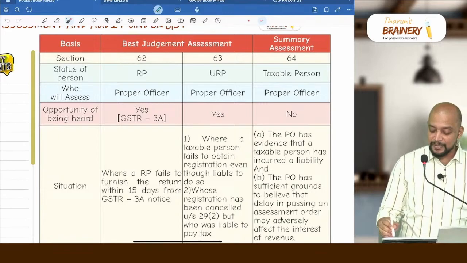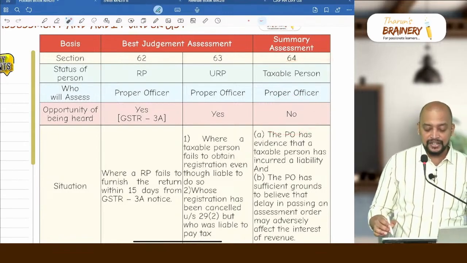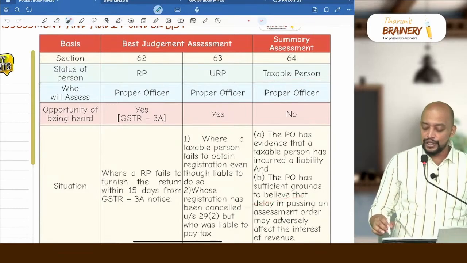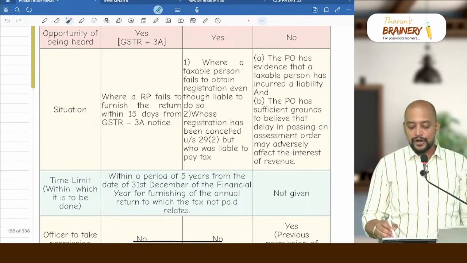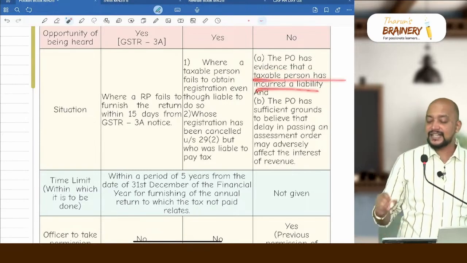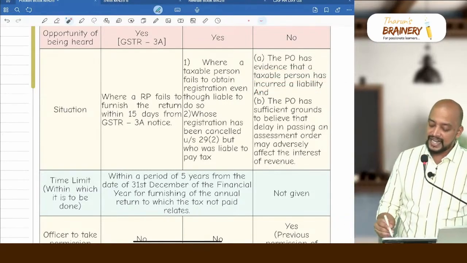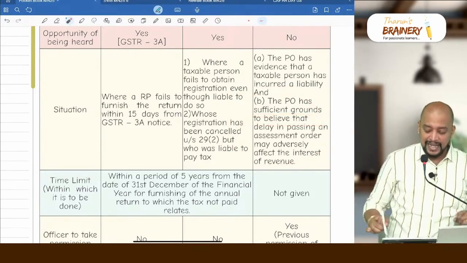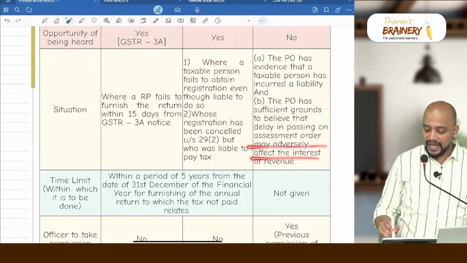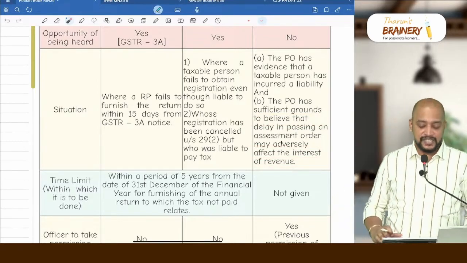Okay, so status of a person, no notice, that is important. And section 64, status of the person, taxable person. Who will do this assessment? The proper officer will do the assessment. Situation: the proper officer has evidence that a taxable person has incurred a liability, and the proper officer has sufficient grounds to believe that delay in passing an assessment order may adversely affect the interest of revenue. In that case, they will pass the summary assessment order.